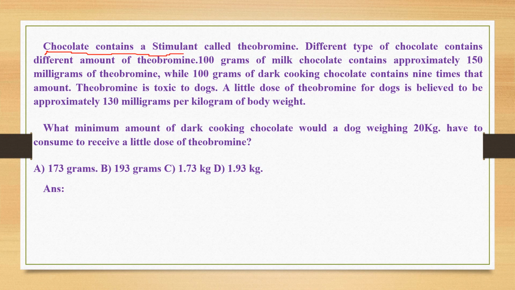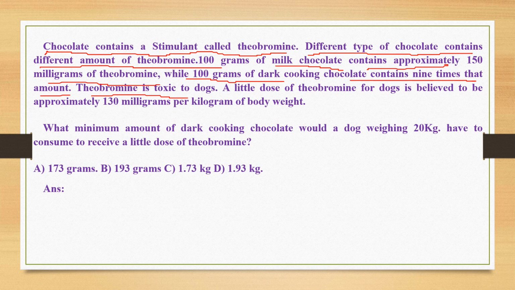Chocolate contains a stimulant called theobromine. Different types of chocolate contain different amounts of theobromine. 100 grams of milk chocolate contains approximately 150 grams of theobromine, while 100 grams of dark cooking chocolate contains 9 times that amount. Theobromine is toxic, okay?